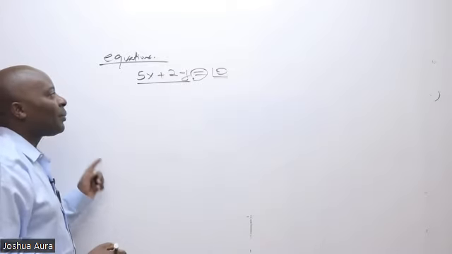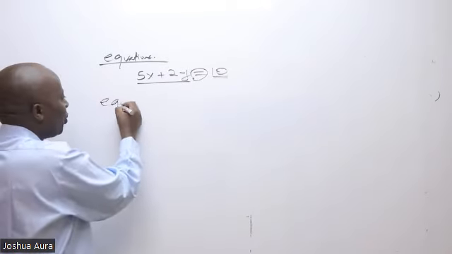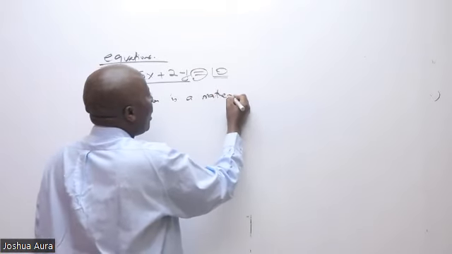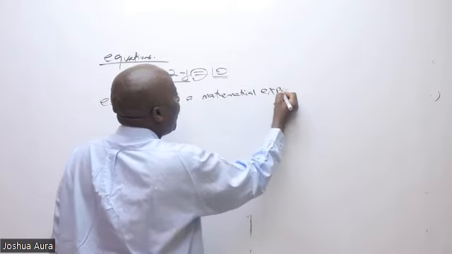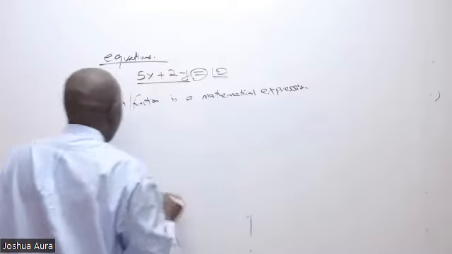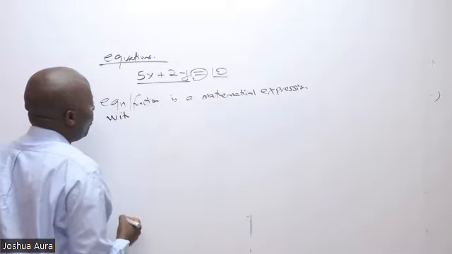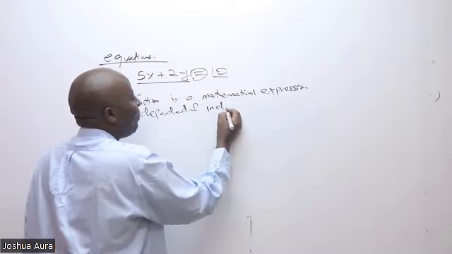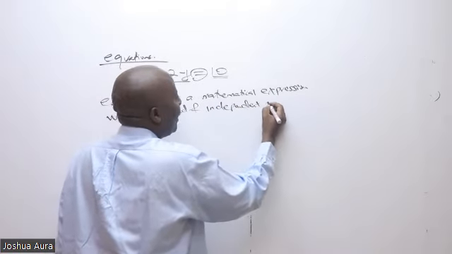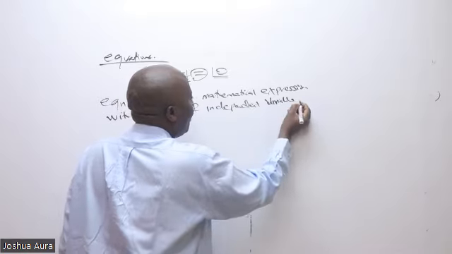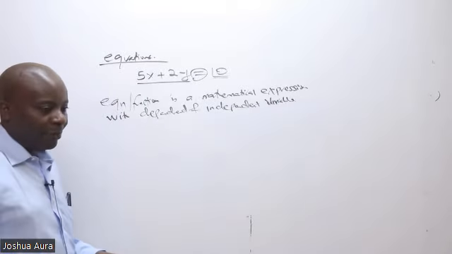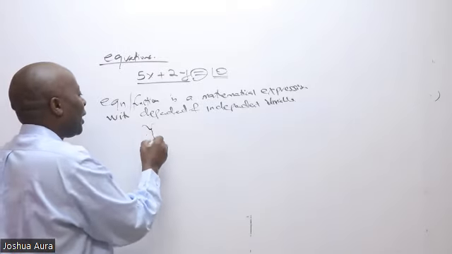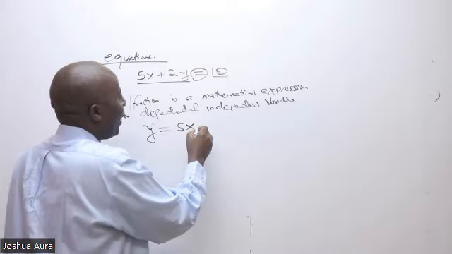So the most important thing that you're supposed to know, ladies and gentlemen, is that an equation, or basically a function, is a mathematical expression with dependent and independent variables, with the dependent and what we shall be calling independent variables.